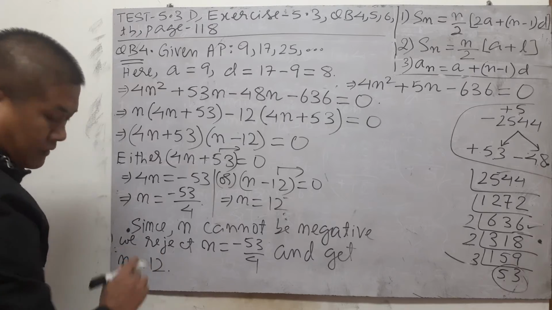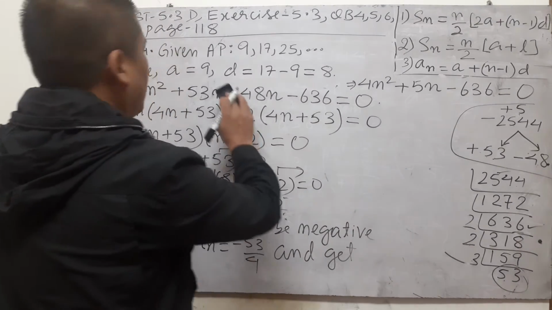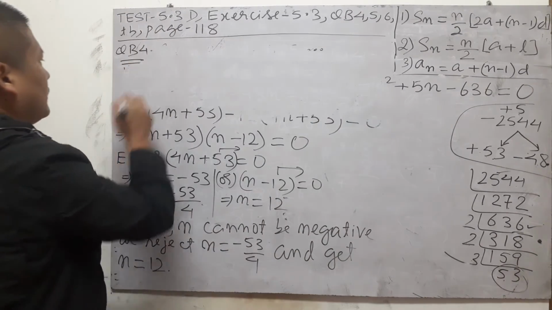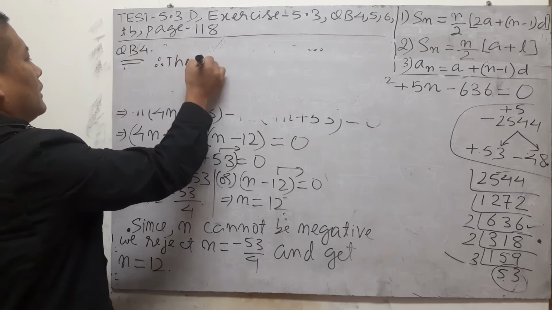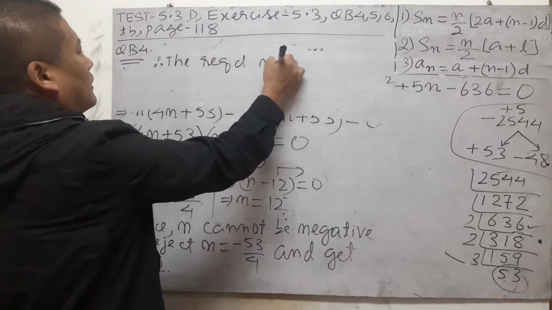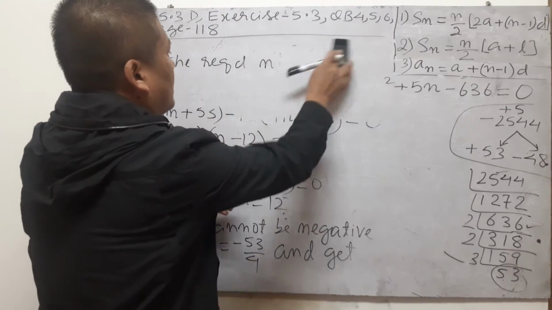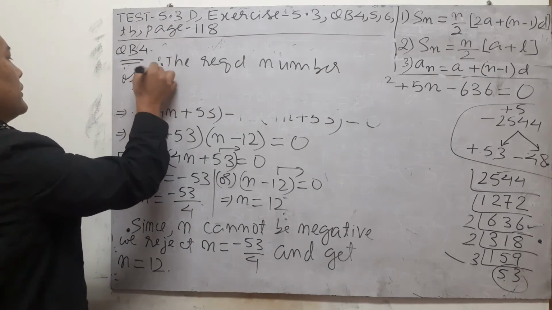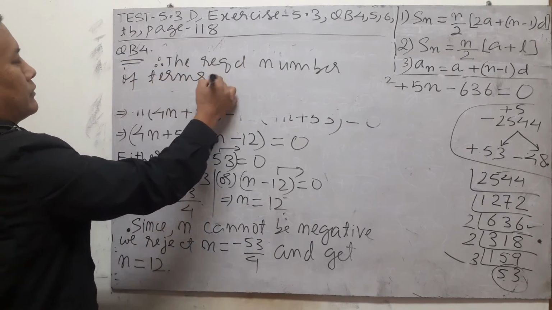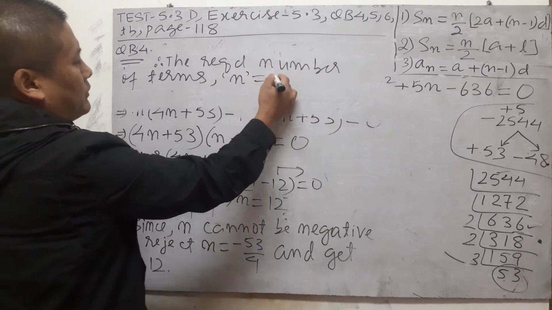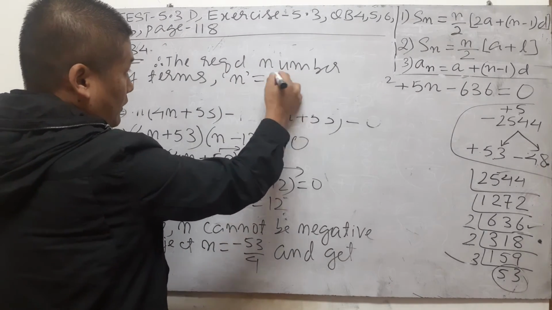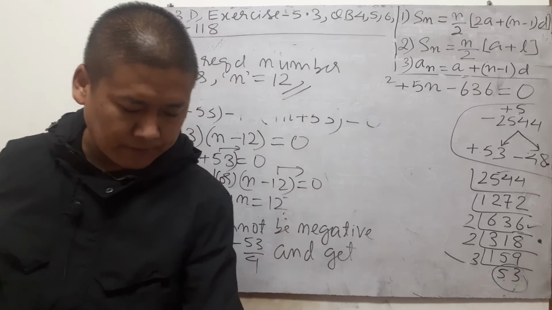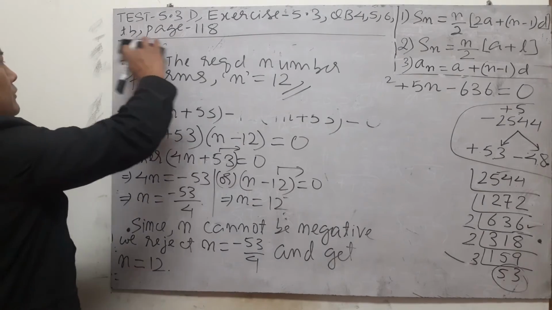The right value for n will be 12. So finally you can write your last step of the answer. Therefore, the required number of terms, which we have decided to denote by n, will be equal to 12 terms. First answer, yes, same as the textbook. Now we'll go to the next question.